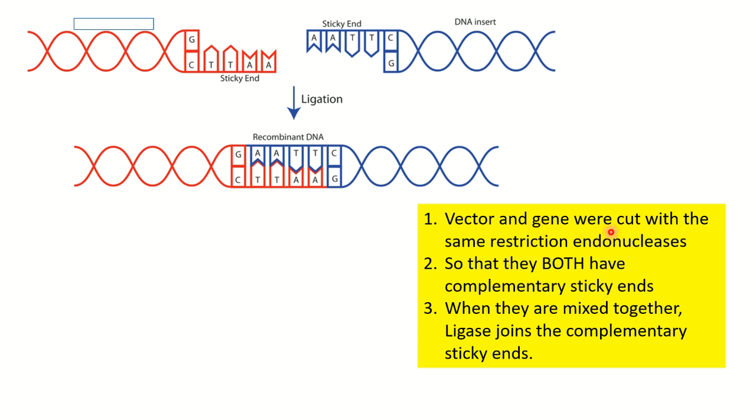So the vector and gene, both of them are cut. These are 3 points in the exam you need to mention word by word. The vector could be the plasmid, and our gene, any gene, are cut with the same, very important, same enzyme, same restriction endonuclease, because we have to make sure they are complementary to each other. Therefore, they both have complementary sticky ends. When you join them together to form your recombinant, they join by complementary base pairing, and they are joined together by using the enzyme ligase.